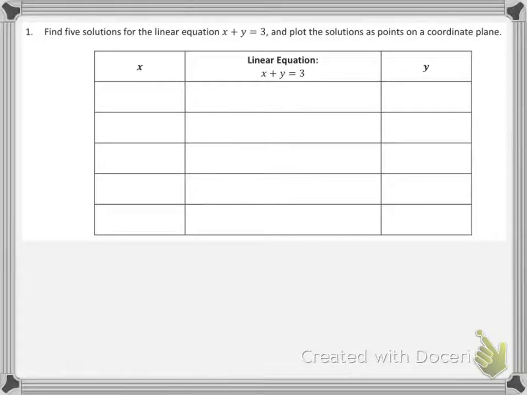The first one I'm going to try is 0. I think 0 is probably the easiest one. What I'm trying to do is make this calculation as easy as possible. So if I put a 0 in for x, I get 0 plus y equals 3, and that's just y equals 3. So if x is 0, y is 3. And that's my first solution, and it's the ordered pair 0, comma 3.